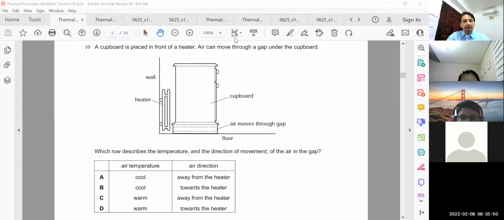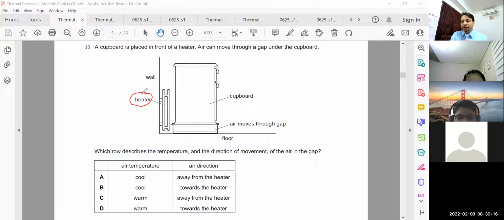A cupboard is placed in front of a heater. Air can move through a gap under the cupboard. Air can move, there is a space actually. Which row describes the temperature and the direction of movement of the air in the gap? Air temperature. Air at the bottom, children. Air at the bottom.